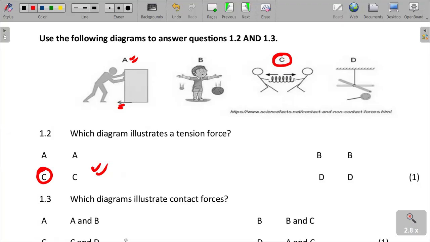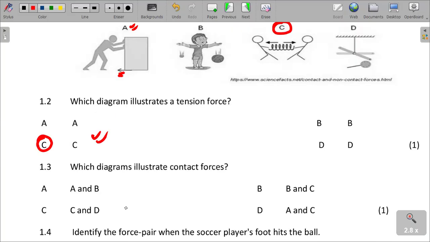And then B, we can't say B because if you can see B, we can't see any contact force there. And then C also identifies contact force, which is showing the tension as well. And then D is also illustrating the contact force that is being shown by that object, through the scale or something there.